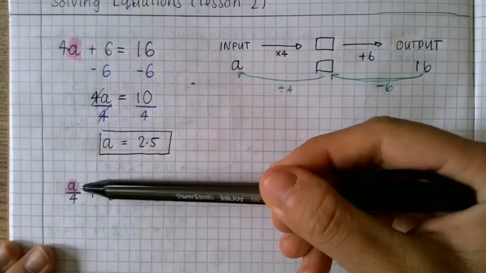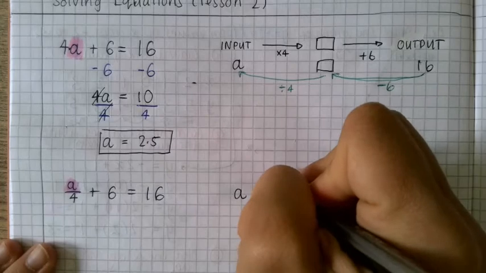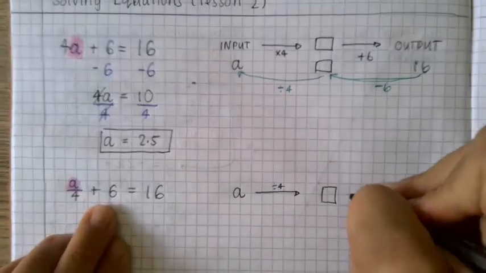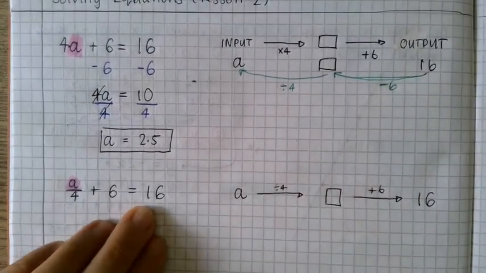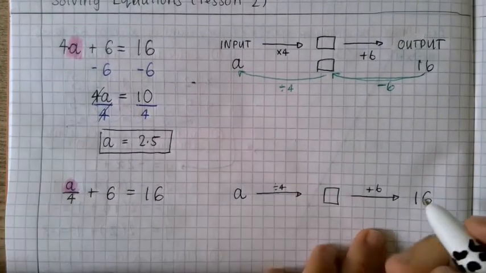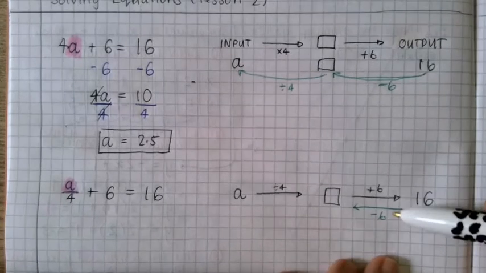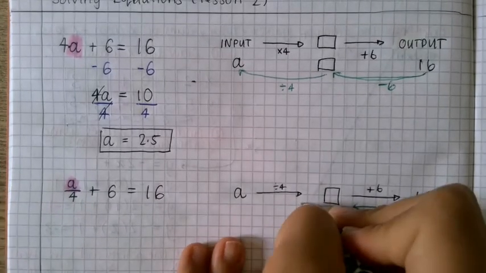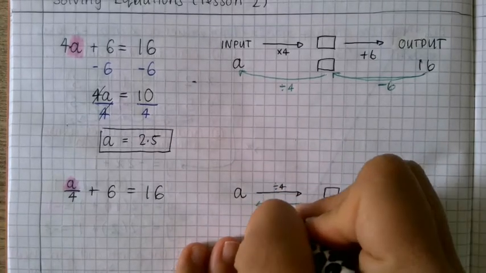Well, it hasn't been multiplied by 4 like this one. It's actually been divided by 4 to get something, and then 6 was added on. And that gave us our output of 16. So working backwards in our number machine, we first need to take off the 6. We need to do the inverse of plus 6.